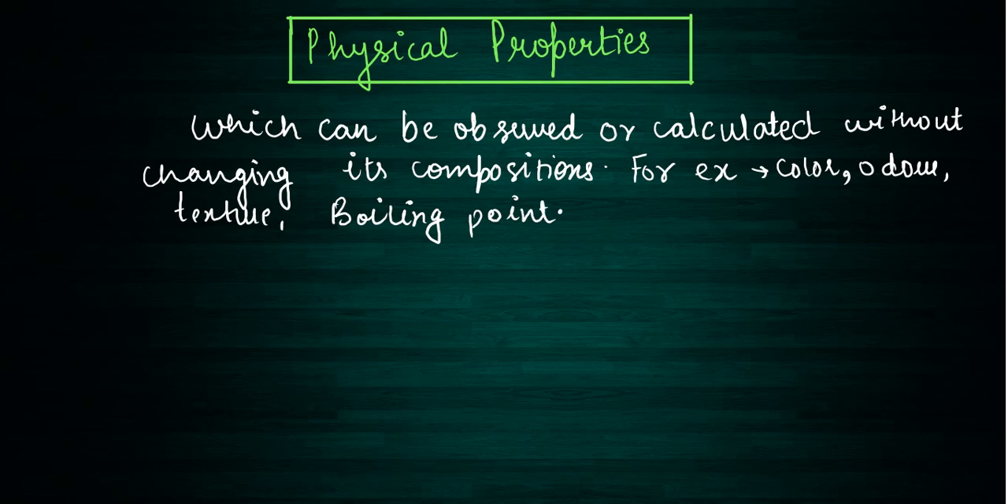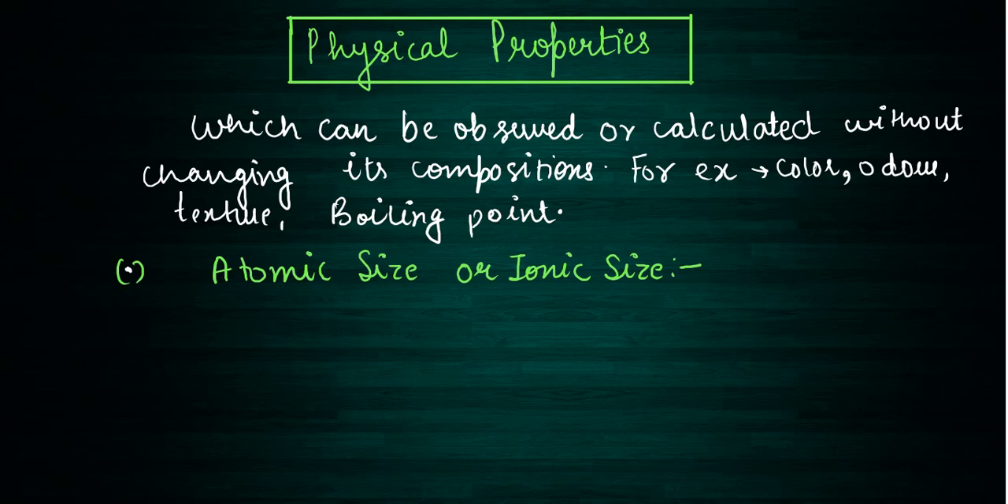Now there are many physical properties which tell us about whether an element is having an atomic size, or its odor, or its density, or its boiling point. To understand that, first we need to understand every property separately. So we'll be first studying about atomic size, atomic size and ionic size.